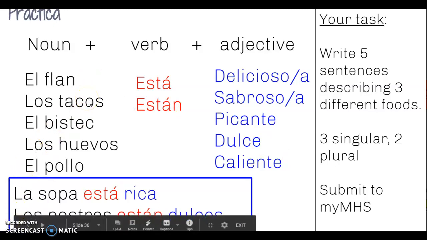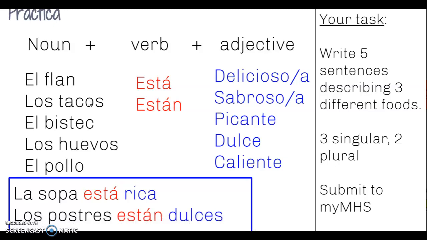Oh, and one more thing. The page 8 that you've just filled out, filled in the blanks, all right? You're also taking a picture of that and submitting it to my MHS. Okay, so there will be an assignment posted for that as well.